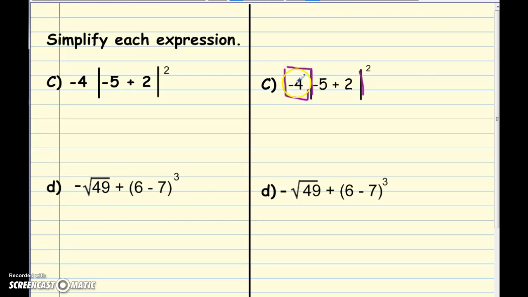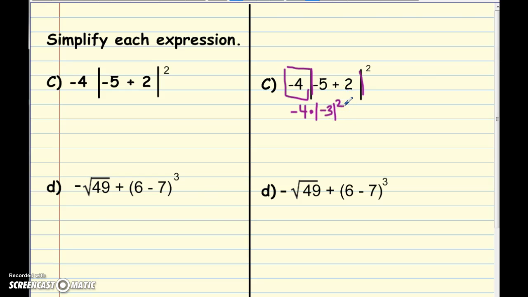What does it mean when there's a number next to a grouping symbol? If you're thinking multiplication, you are spot on. So I'm going to bring that -4 down, and I'm just going to put a little dot here to remind me that I need to multiply. And what is -5 plus 2? Think of owing somebody $5. You gave them $2. You still owe them 3.